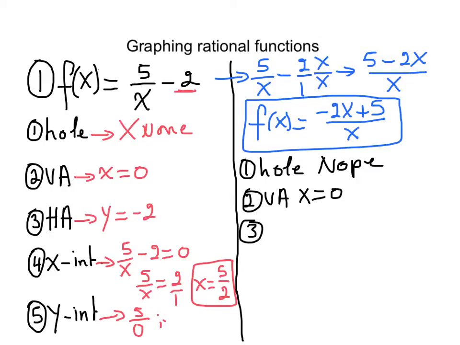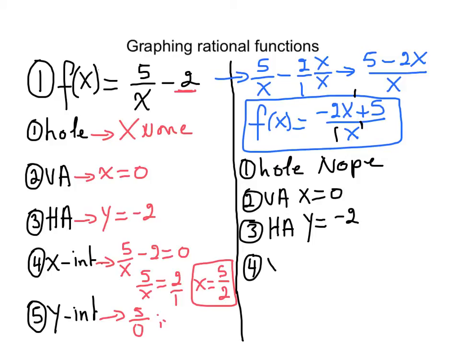The next step will be the HA. HA will be bottom heavy, equal, top heavy, and as you can see, the exponent on the top and the exponent on the bottom are the same, so we're going to divide the coefficients, and the coefficient is going to be negative 2 over 1 or simply negative 2.